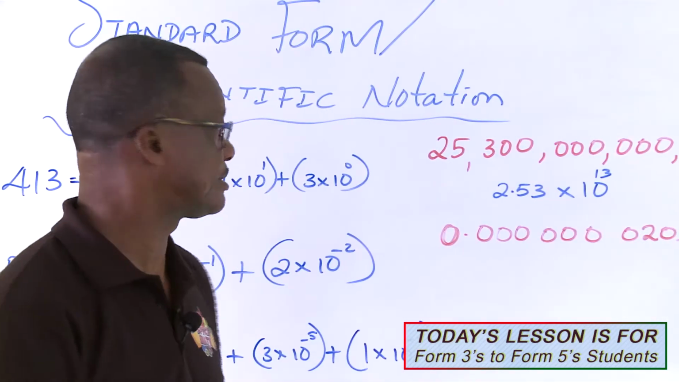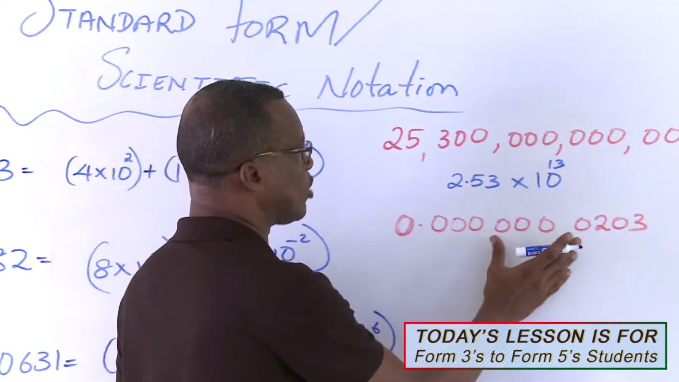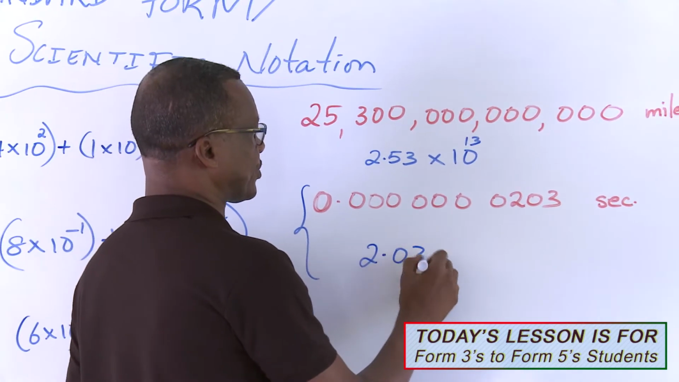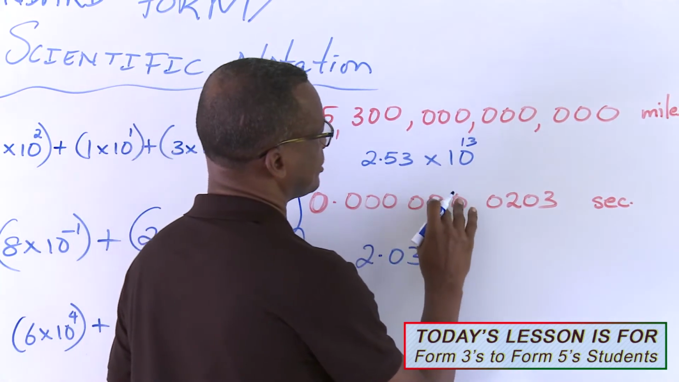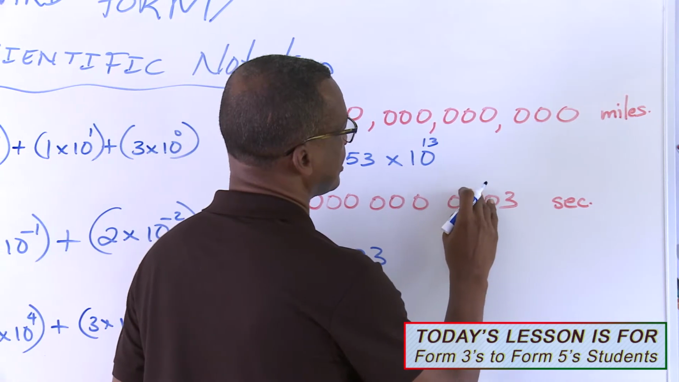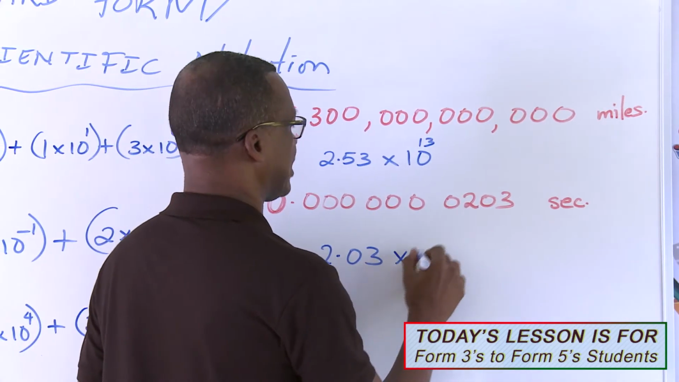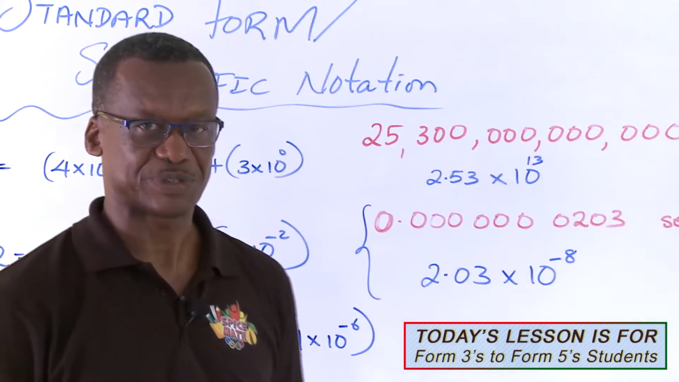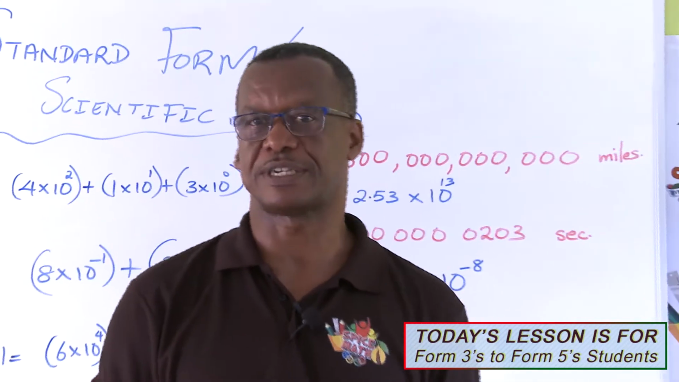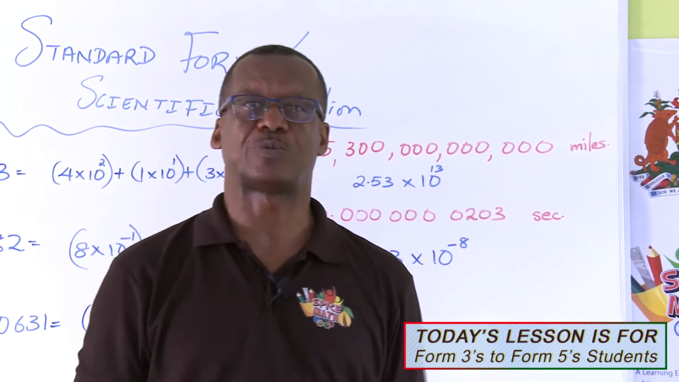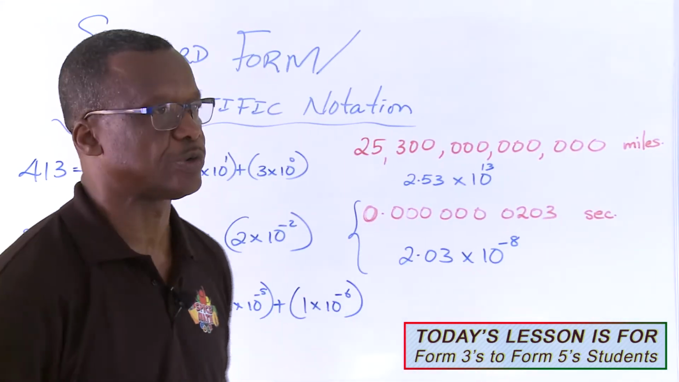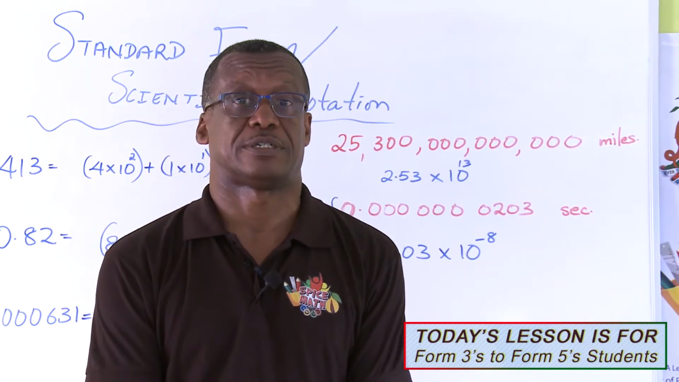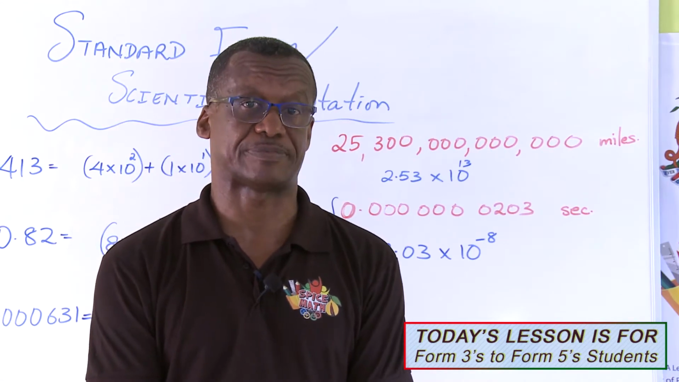I want you to observe a pattern. This number, the small one, is really 2.03, counting 3, 6, 7, 8, multiplied by 10 to the negative 8. So those are the answers. The question is, how did we arrive at those? What are the steps we can follow to convert a very small or a very large number into scientific notation?